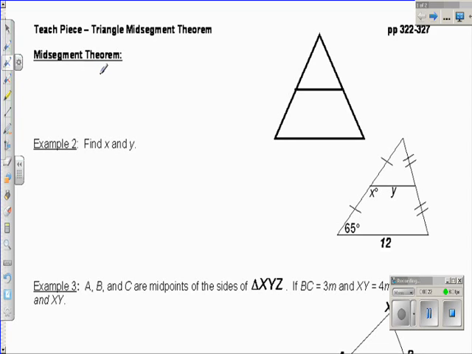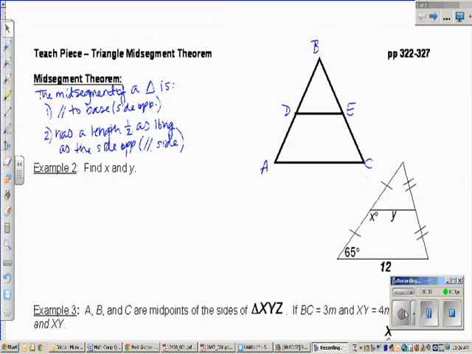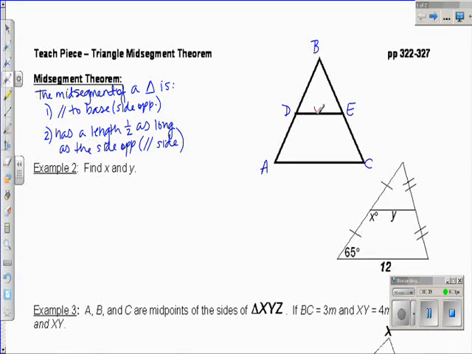Now, first thing, the midsegment theorem for a triangle tells us that the midsegment of a triangle is parallel to the base and has a length half of the length of the parallel side. Once again, that says the midsegment of a triangle is parallel to the base, which means on this triangle, DE would be parallel to AC.